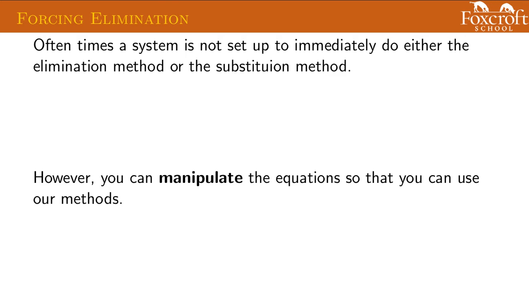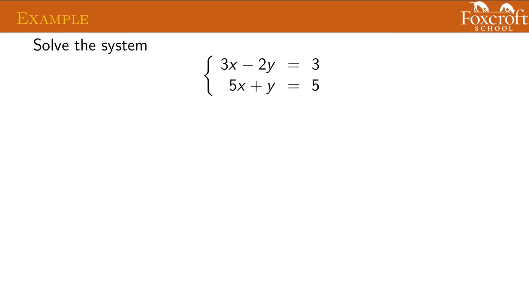All right, sometimes you can't immediately do the elimination method or the substitution method. So you need to change your system in a way that sets it up for one of those two things to happen. All right, so we look at this system. We definitely can't do the substitution method because there's no y equals or x equals in our equation. And we can't do the elimination method because we add these, we get 8x minus y equals 8, and there's still two variables, so that didn't eliminate anything.